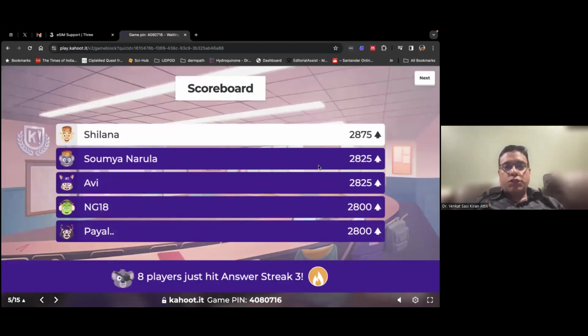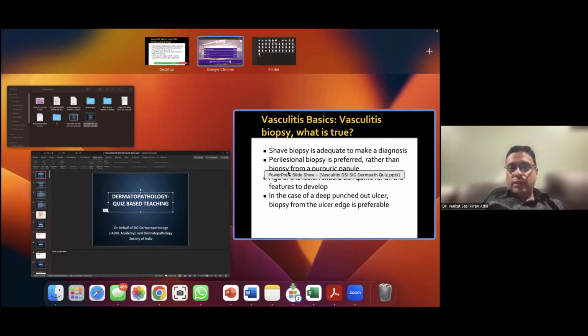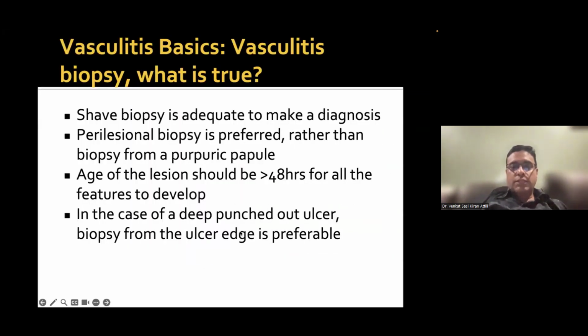So the leaderboard, Shilana is up to the top, followed by Soumya Nagula, AVI, NG18. Now, because you've got code names, even if you win the quiz, unfortunately, we're not able to give you prizes. AVI and NG18. Payal is 5th. 8 players just hit an answer streak of 3. Excellent. So yeah, this should be the base of the ulcer. And I'll explain that later.